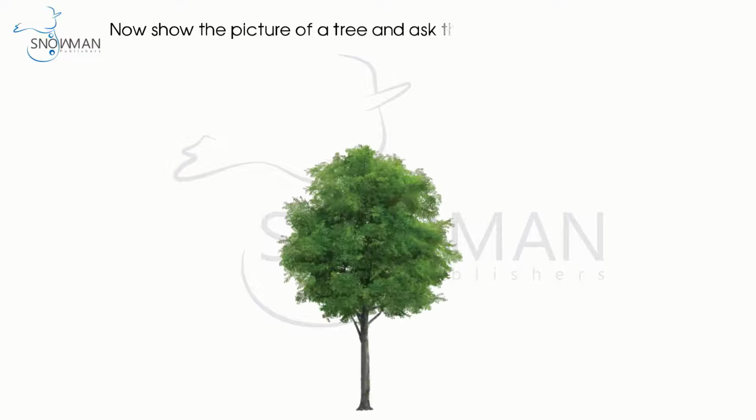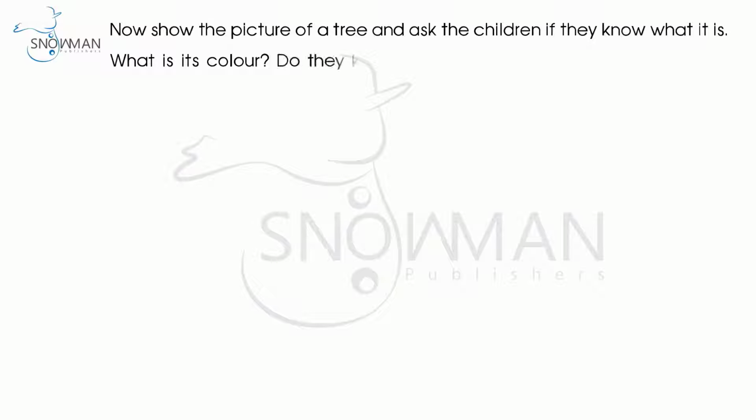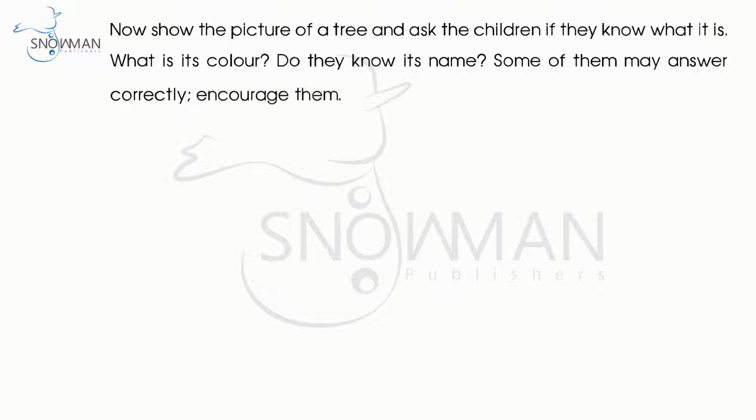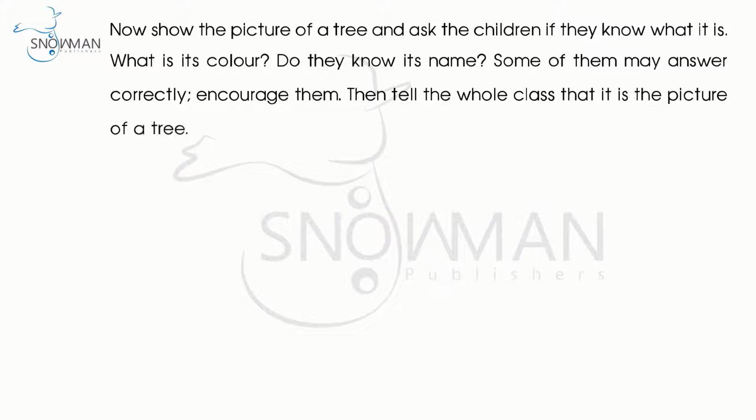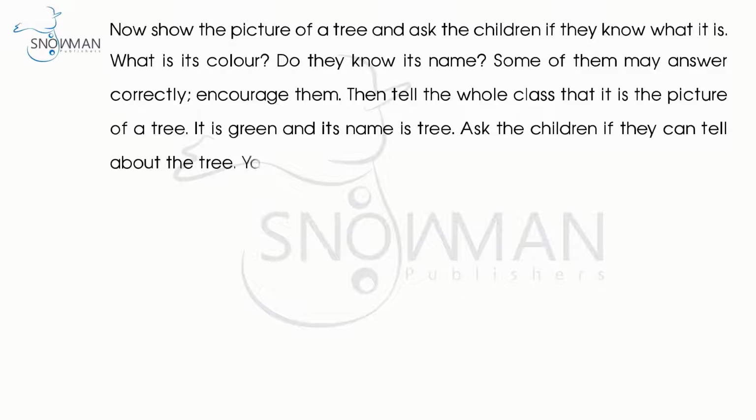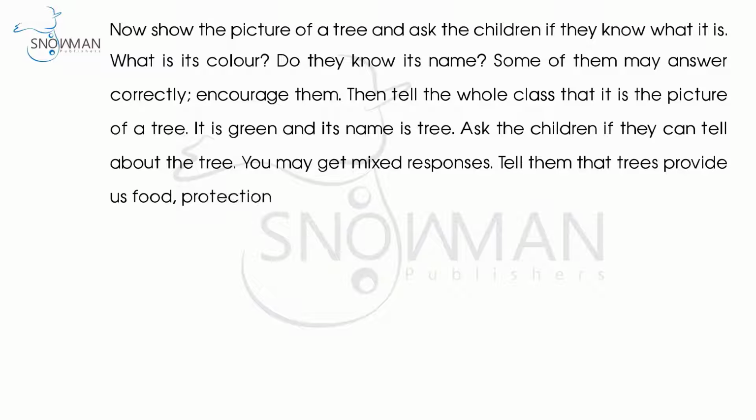Now show the picture of a tree and ask the children if they know what it is. What is its color? Do they know its name? Some of them may answer correctly. Encourage them. Then tell the whole class that it is the picture of a tree. It is green and its name is tree. Ask the children if they can tell about the tree. You may get mixed responses. Tell them that tree provides us food, protection, and homes for many animals.